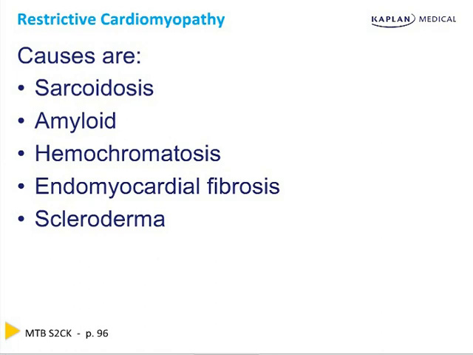You treat the underlying cause. And if, with something like endomyocardial fibrosis, you really can't treat the underlying cause, then you really can't treat the restrictive cardiomyopathy. And all you can give is diuretics for symptomatic control. That's not very satisfying, but it is the answer.